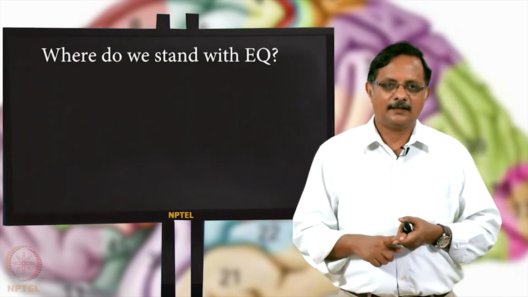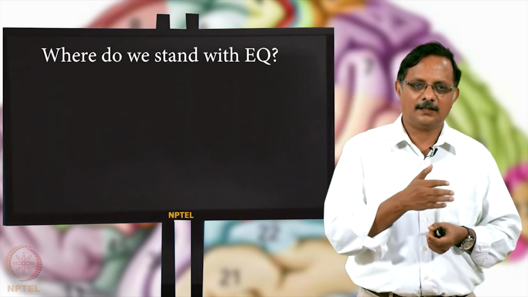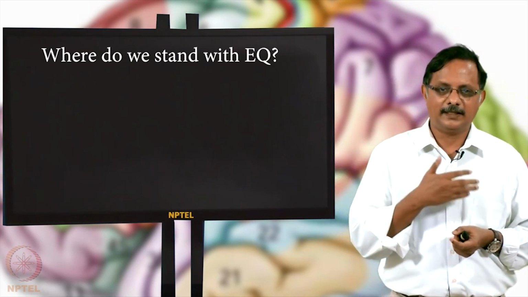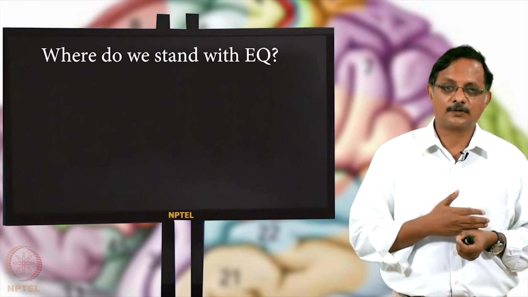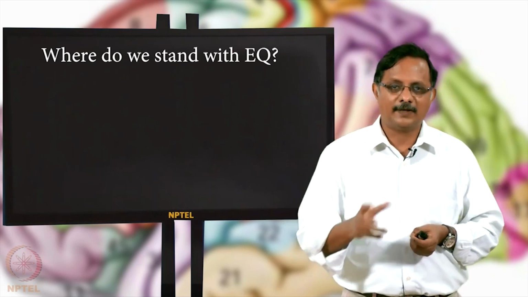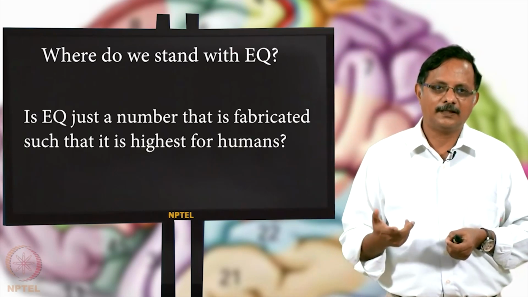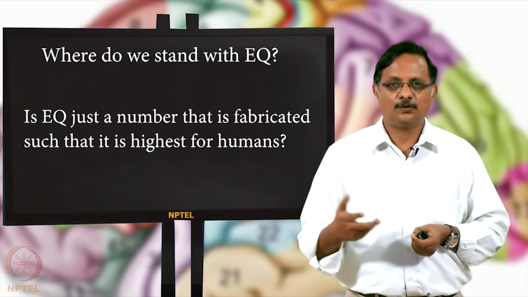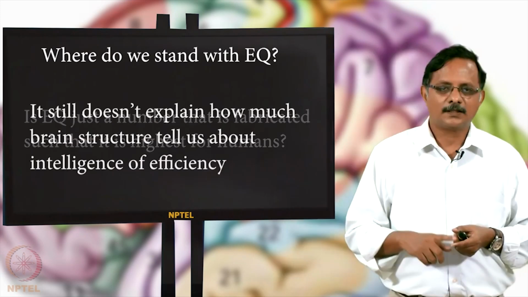So where do we stand? We started with some simplistic measures, trying to correlate brain structural properties like brain weight, brain weight to body weight ratio, and so on, with intelligence, but it did not work out. So then we defined this strange quantity called EQ, and it worked well. It confirmed our intuitive ideas about who is most intelligent, and therefore for humans EQ is highest. So what is the conclusion?